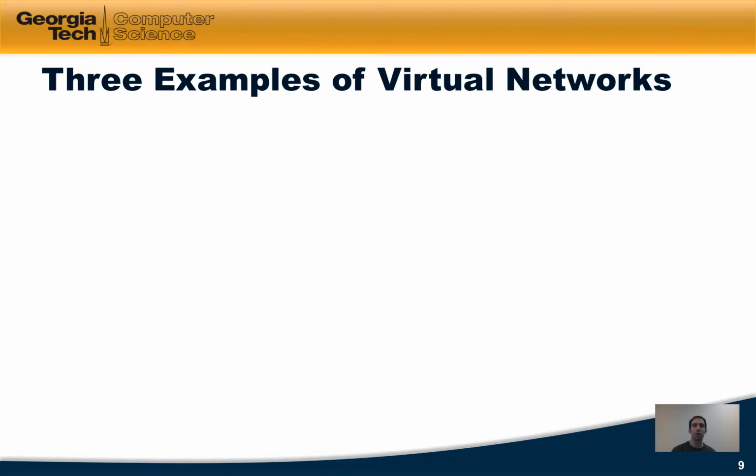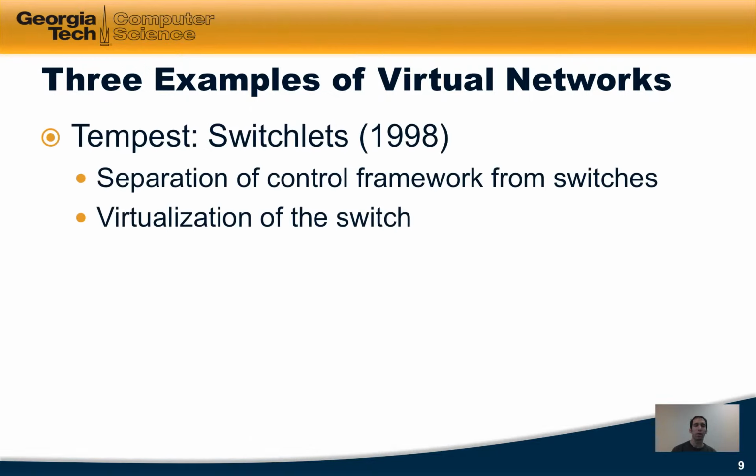So in the rest of this lesson, we will explore 3 different examples of virtual networks. One is the Tempest architecture, or Switchlets, which dates back to the late 1990s. And some of the ideas that came out of Switchlets are the separation of the control framework from the underlying switches themselves, as well as the ability or capability to virtualize the underlying switch hardware to provide the appearance of multiple virtual switches.